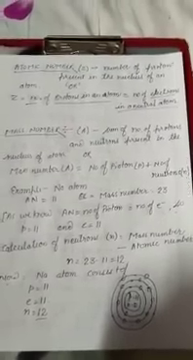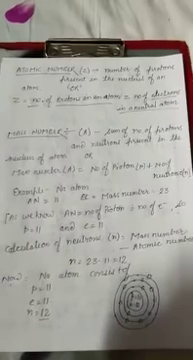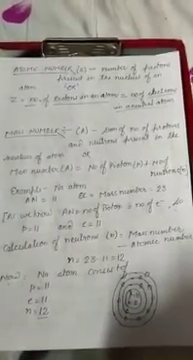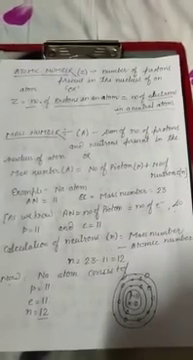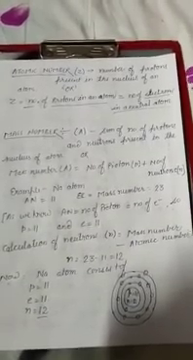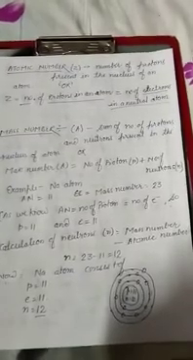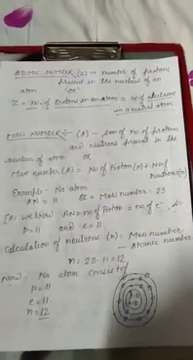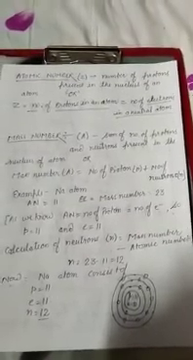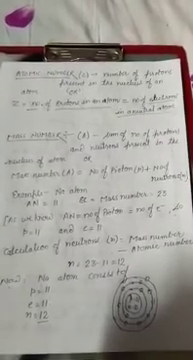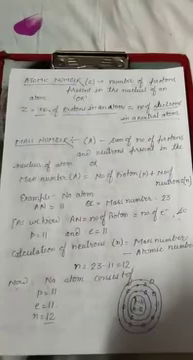Now the next thing is the mass number. The collection of the number of protons plus the number of neutrons present in the nucleus of an atom is always equal to the mass number, and we can say the sum of the number of protons and neutrons present in the nucleus of an atom is equal to the mass number, or we can say atomic mass. Mass number is equal to the number of protons plus the number of neutrons.